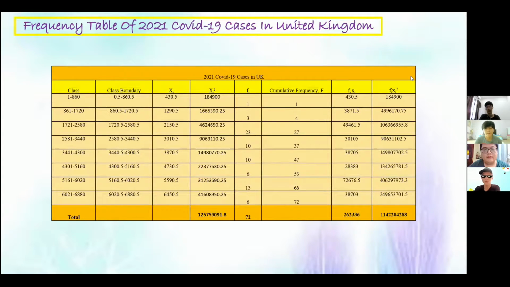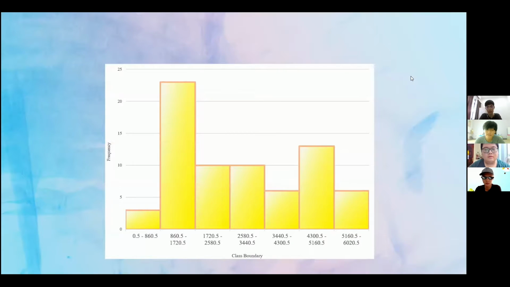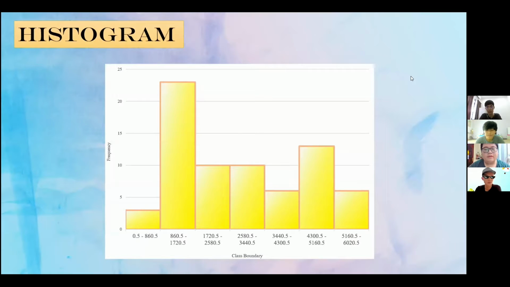Now let's look at the frequency table of 2021 COVID-19 cases in the United Kingdom. We take the class interval from 1 until 860 and the class boundary from 0.5 until 860.5. The highest frequency is 23 and the lowest frequency is 1. And also we take 72 days as the frequency in our table. This is a histogram of daily confirmed cases in the United Kingdom, and we can see that this graph is also positively skewed, skewed to the right side.